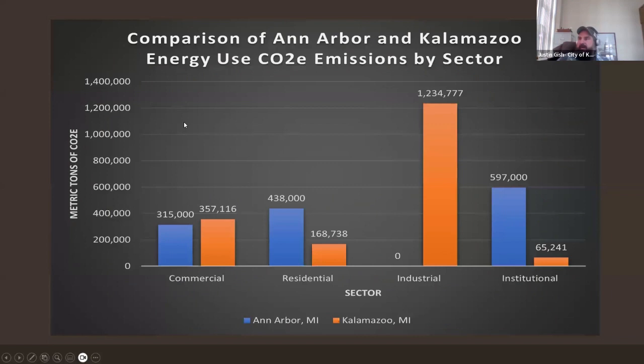And then we want to compare Ann Arbor head-to-head. We're a little bit higher in commercial. They're higher in residential. They have more people. It's more of a bedroom community. But what really stands out is obviously this industrial piece here. So we just have a pretty heavy industrial base here in Kalamazoo.